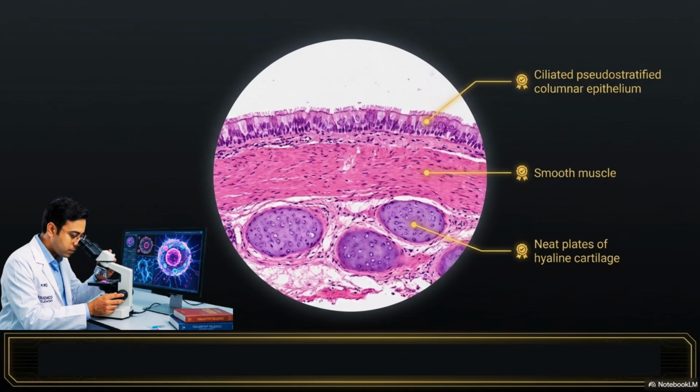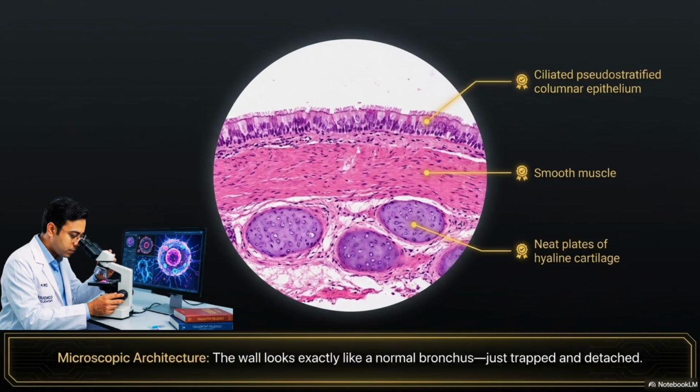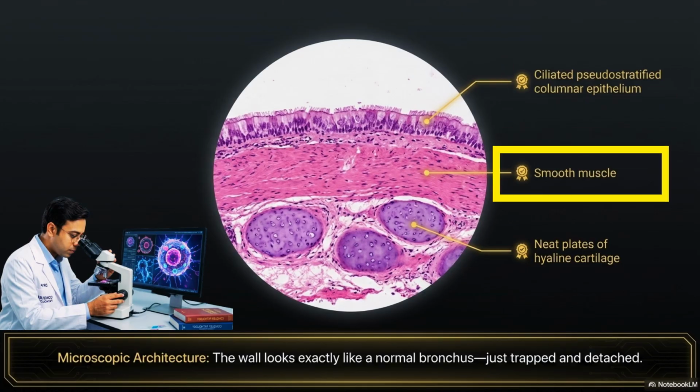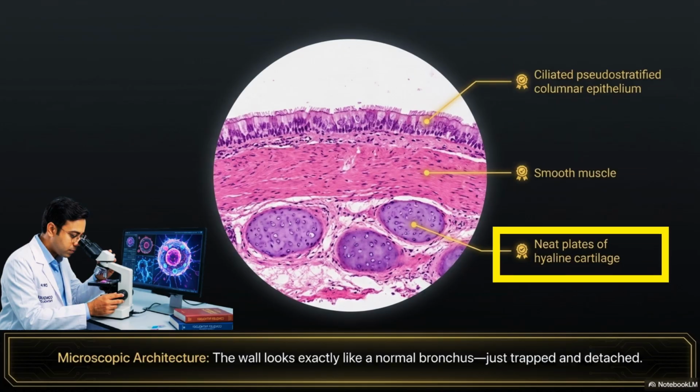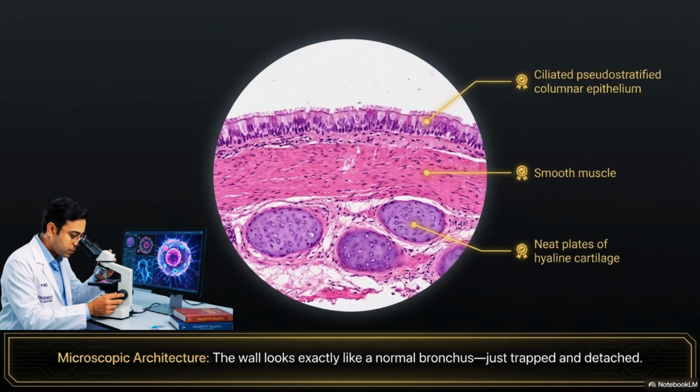If we put this cyst under the microscope, the architecture tells the whole story. The wall looks exactly like a normal bronchus. It is just trapped and detached. Notice the specific layers. We have our ciliated pseudo-stratified columnar epithelium, a distinct layer of smooth muscle, and these neat plates of hyaline cartilage. It has all the right building blocks, just in the wrong place.